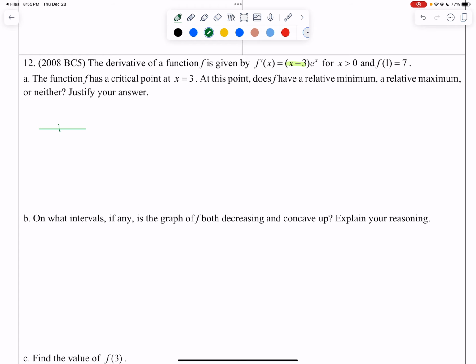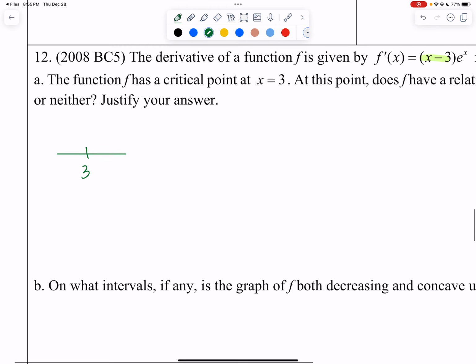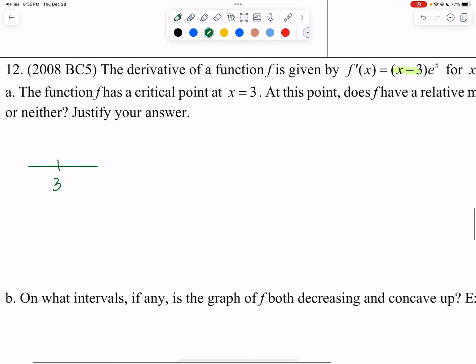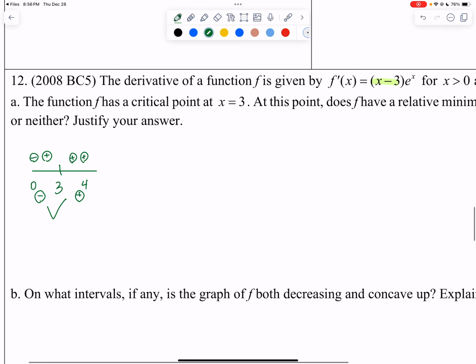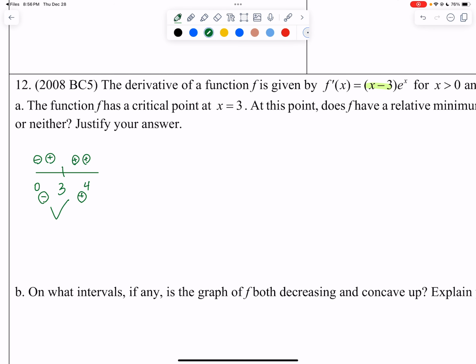So I'm going to do a little sign chart at 3. I'm going to pick 0, and I'm going to pick 4. So at 0 here, this is going to be negative, and this is going to be positive. So negative, positive makes a negative. At 4, this is going to be positive, and this is going to be positive. So this is positive, which means that I am going to have a relative minimum since I go from negative to positive.